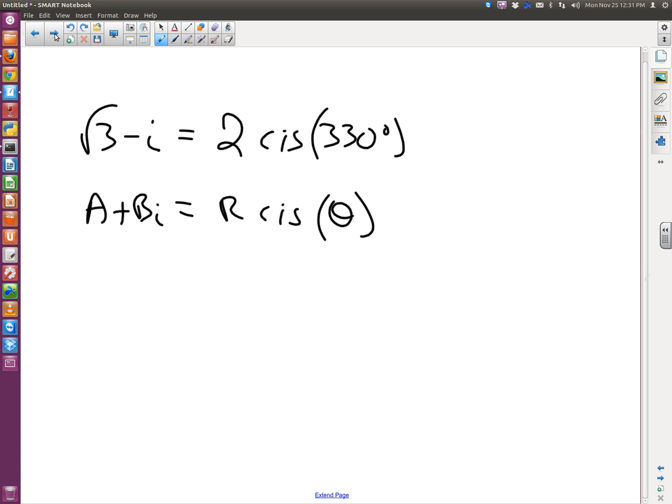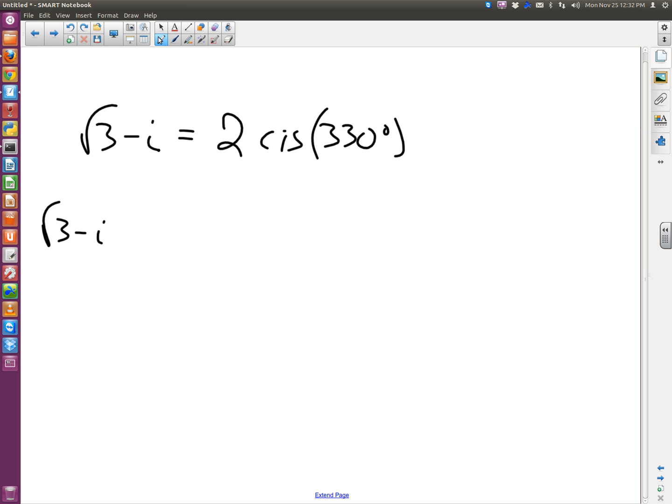Okay? Now, why do I want to do that? Because it's so much easier to work the complex arithmetic, multiplying, dividing, and powers in this format than it is in any other format. So let's play with this. By the way, is that a true statement? I don't know. How would you know? Well, I had to tell you what cis means. Yeah, that would help, right?